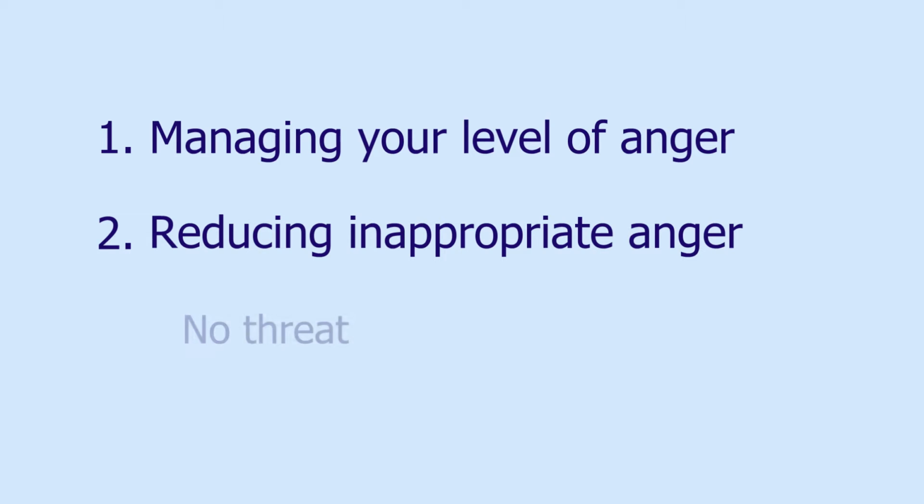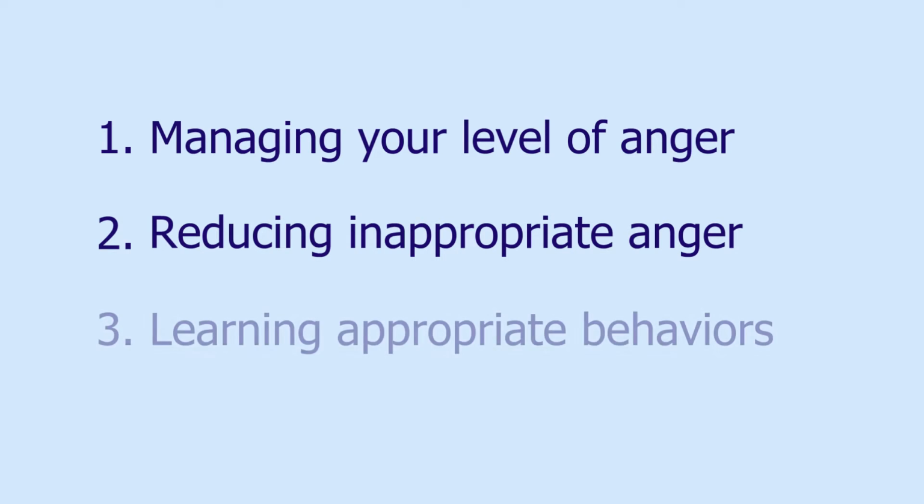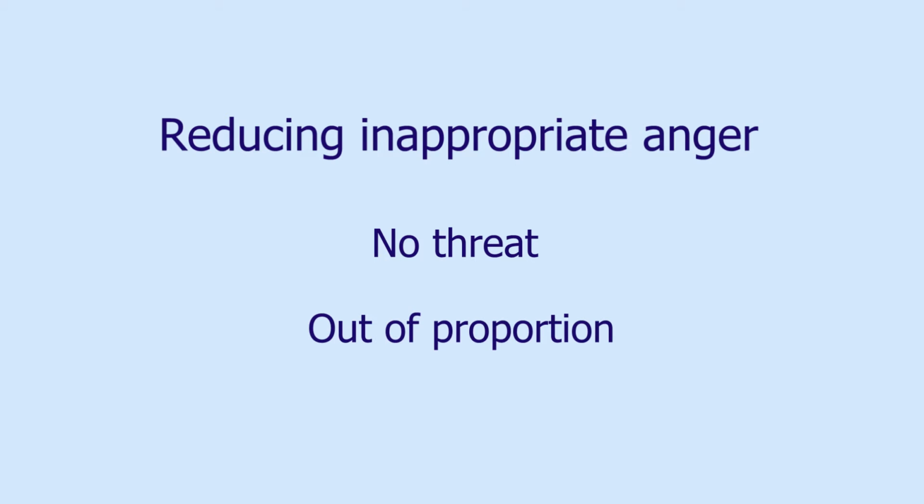This is anger that is triggered when no real threat exists or that is out of proportion to the threat. The third is learning appropriate behaviors you can use when you are angry that can replace inappropriate ones. This video focuses on the second area, reducing inappropriate anger that occurs when no real threat exists or that is out of proportion to the threat.